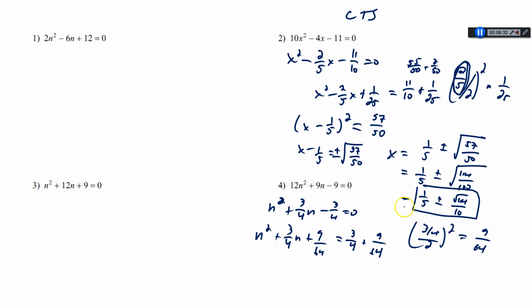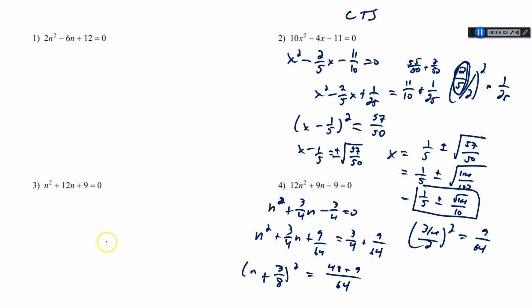9/64. Okay, so on the left side now we factor. And it should be a perfect square. Square root of 9/64 is 3/8. So n plus 3/8, this time because we have plus here, equal to 3/4. 4 times, what is it, 16? 4 times 16, 64. Is that right? Yes. So what we're going to do is multiply the top and bottom by 16. So it's 48 plus 9 over 64.